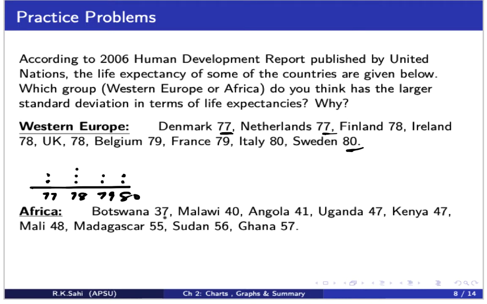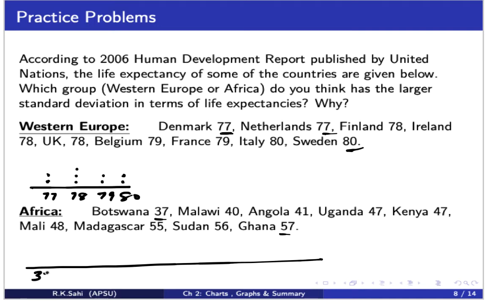The values are 37, 40, 41, 2 47s, 48, 55, 56, 57. Well, the smallest is 37, the largest is 57. This is a big difference, okay? So if I make a dot plot, let's make a dot plot here.